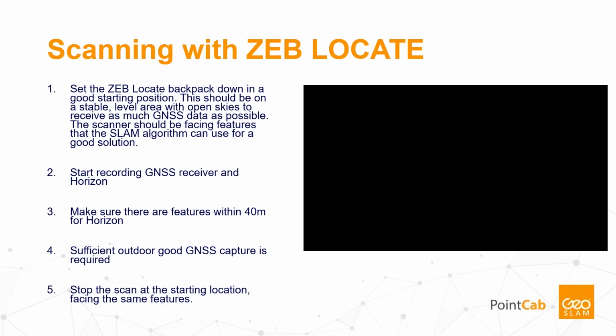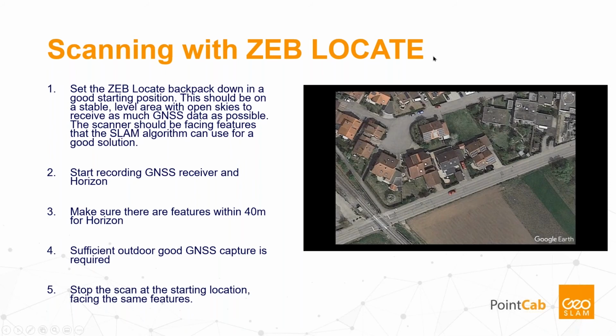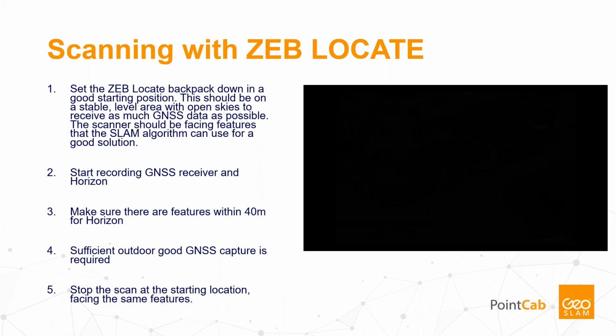So how to scan with Locate? Showing the same example of the house. The system, to start with, needs good GNSS, but also features. It needs to be started outdoors, and the majority of the scan should have good GNSS signal. The system also needs to start and stop at the same place, just like any other ZEB product.